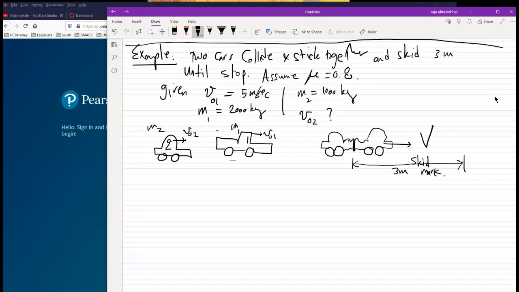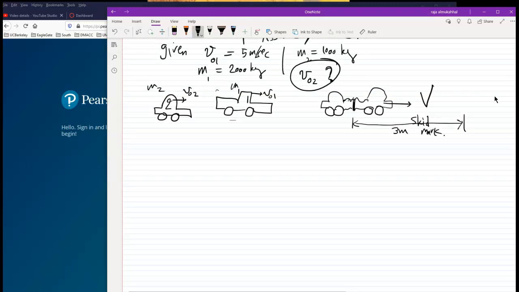He's asking for what is V02. Got it? You understand the problem? Okay. So, obviously, this is an example of inelastic collision because the cars stick together. So I'm just going to use the rule for inelastic collision. I have this picture, so I'm going to draw everything. All my signs are going to be dependent on this picture. So let's do it. I have here M2 V02 plus M1 V01 equals (M1 plus M2) times big V.